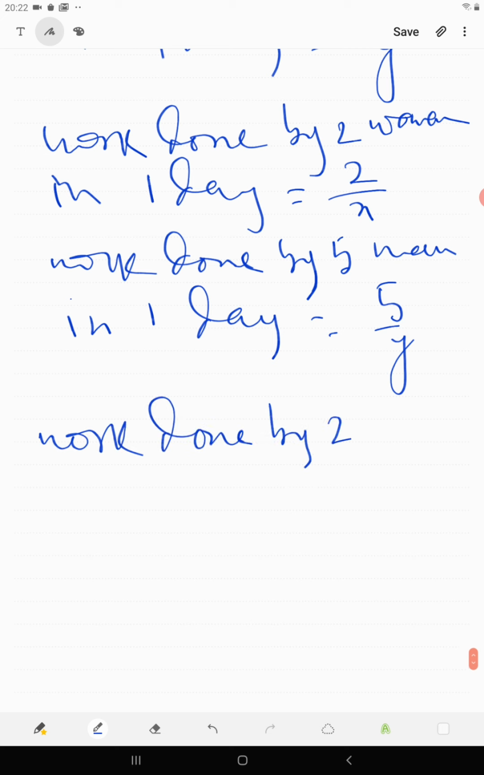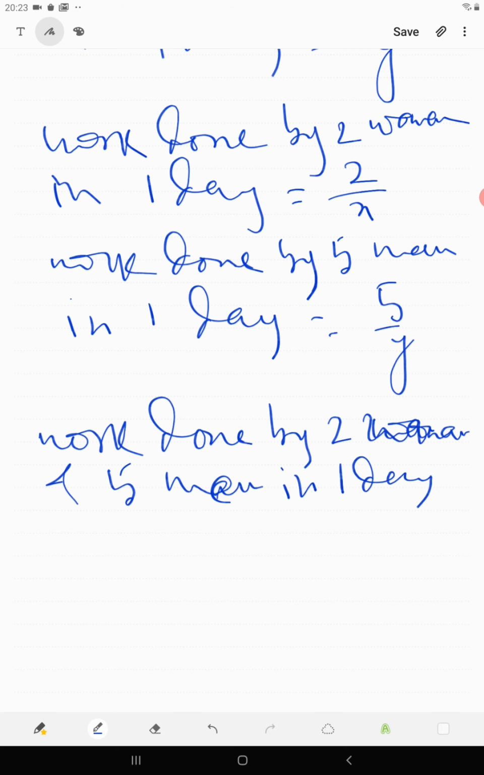So work done by 2 women and 5 men in one day: 2 women are doing 2 by X and 5 men are doing 5 by Y work in one day. If we combine together, 2 women and 5 men will do 2 by X plus 5 by Y work in one day. Correct or not?